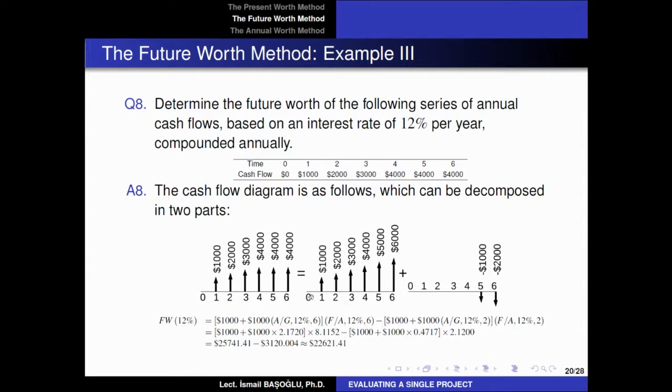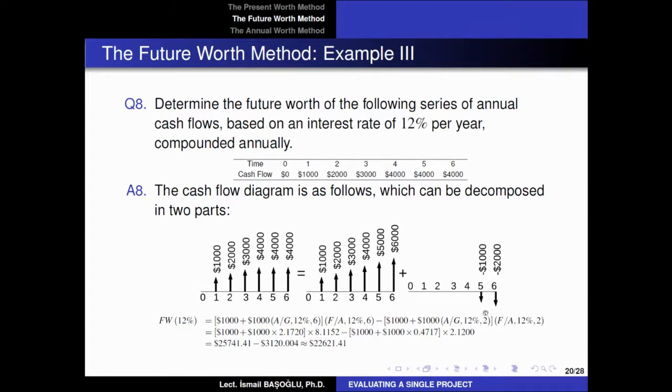Now, the future worth of this cash flow diagram is going to be computed by calculating the future worth of both cash flow diagrams. So in the first one, we have a gradient series with a base amount of $1,000 and a gradient amount of $1,000. The gradient is multiplied with A over G to convert the gradient into a uniform series for 6 years under 12% interest rate. Then we sum this uniform counterpart of the gradient series with the base amount, and it is multiplied with the uniform series compound amount factor to calculate the future value of the first diagram.